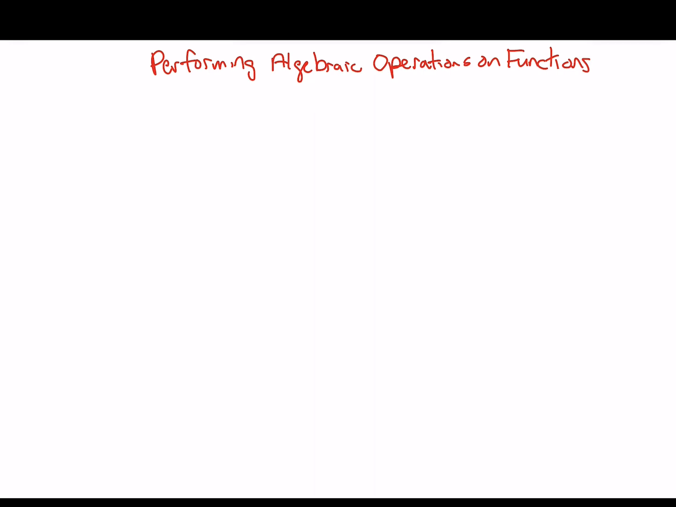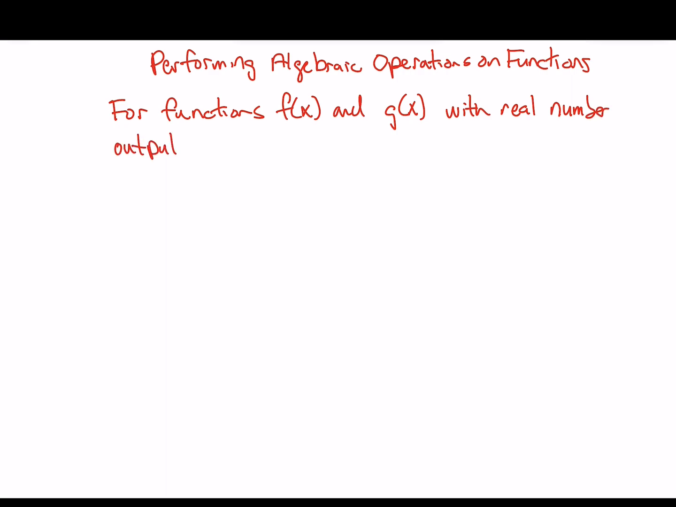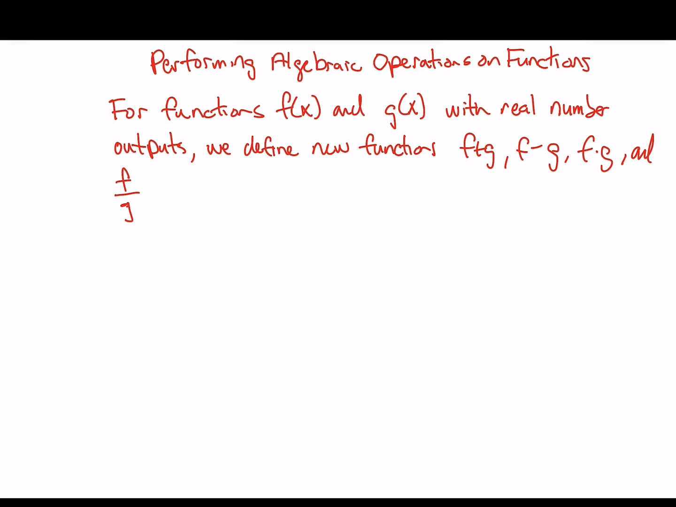Performing algebraic operations on functions. For functions f of x and g of x, with real numbers as outputs, we can define new functions f plus g, f minus g, f times g, and f divided by g with the following relationships.